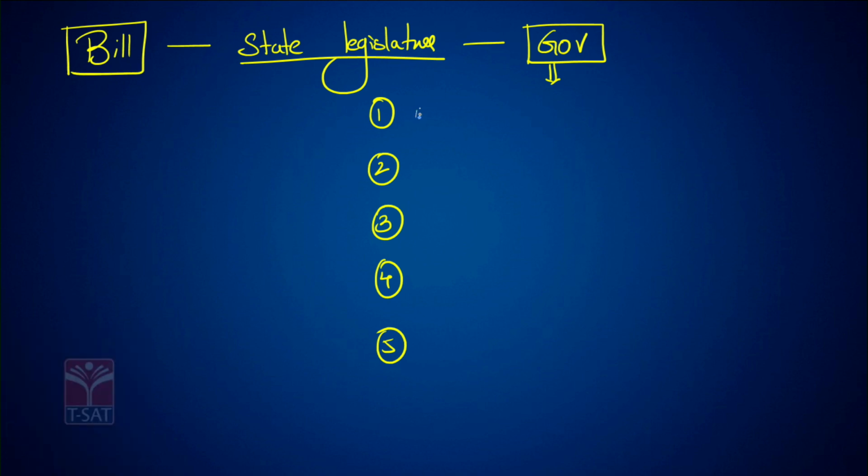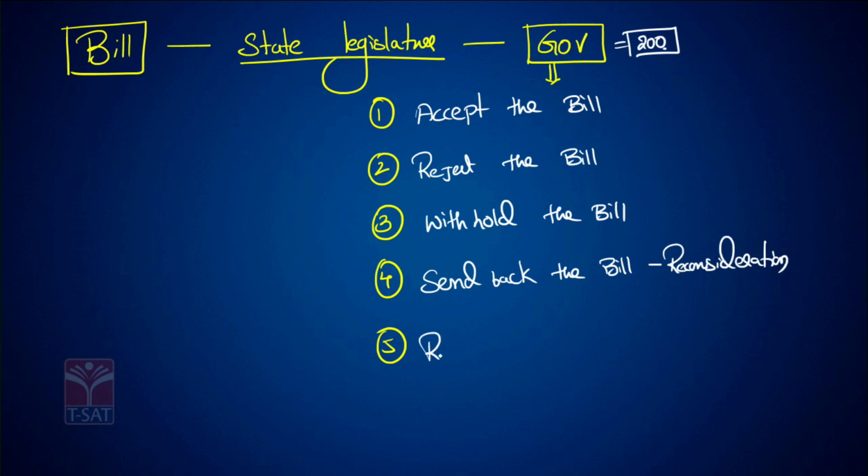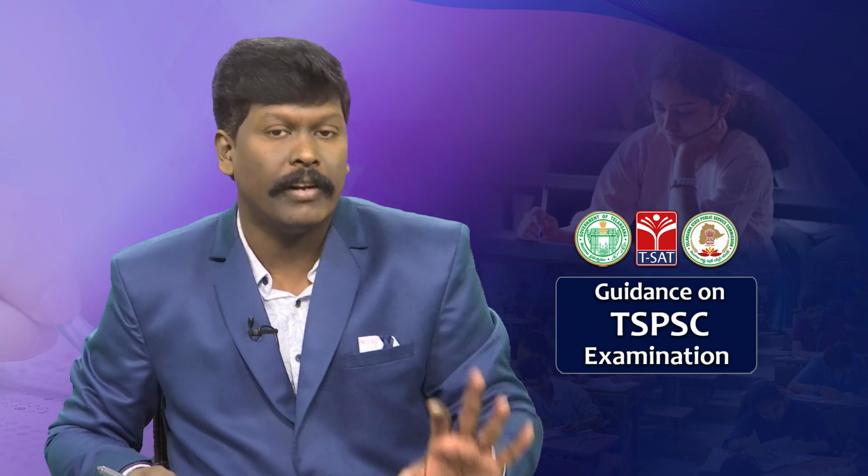The first one is, he can accept the bill. 2, he can reject the bill. This is as per Article 200. 3, he can withhold the bill. 4, he can send back the bill to both the houses for reconsideration. And 5, he can reserve the bill to the President of India.